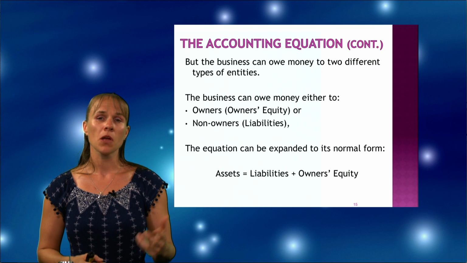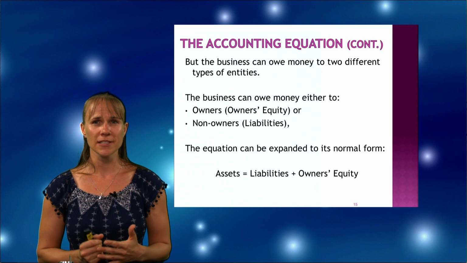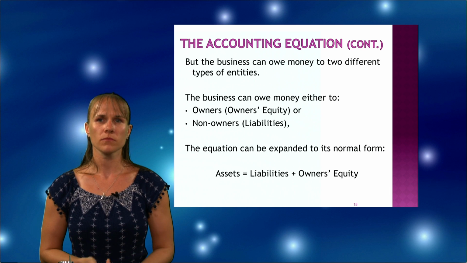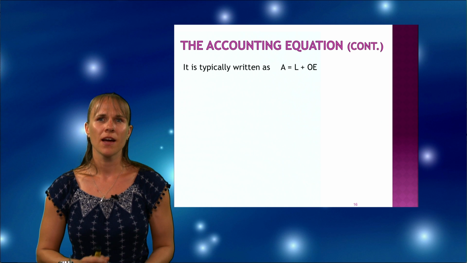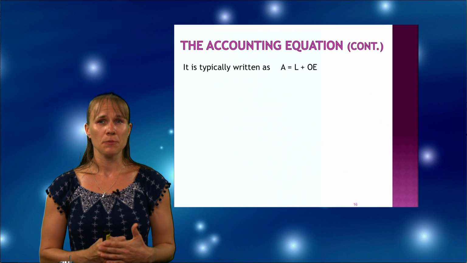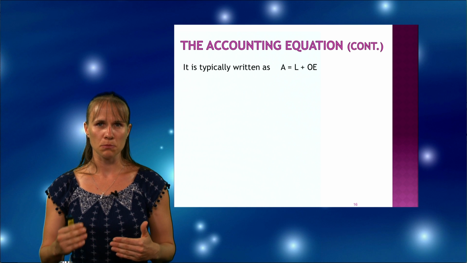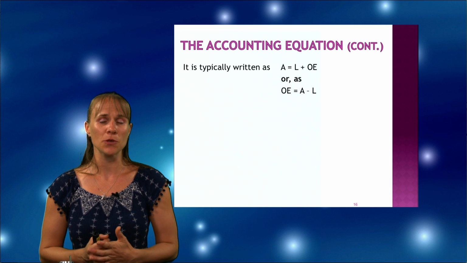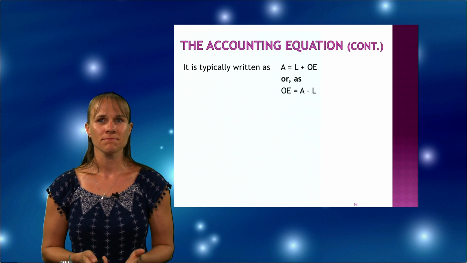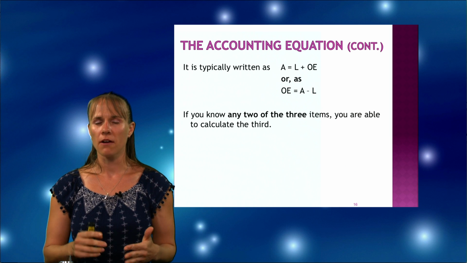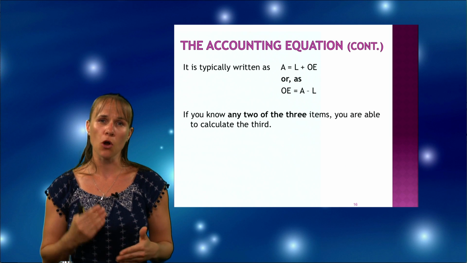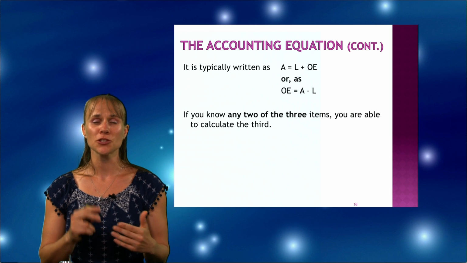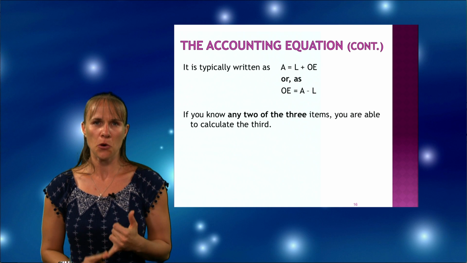So you can see on the left-hand side there, we have assets, which is what we own, and on the right-hand side of the equation there is what we owe. So it's grouped quite nicely there. With our accounting equation, the way we typically write it is A equals L plus OE. Or we can rearrange it to OE equals A minus L. So provided we know 2 of the 3 items, we can always calculate the third. All right, so have that confidence. As long as you know 2 of 3 things, you can get that third one.